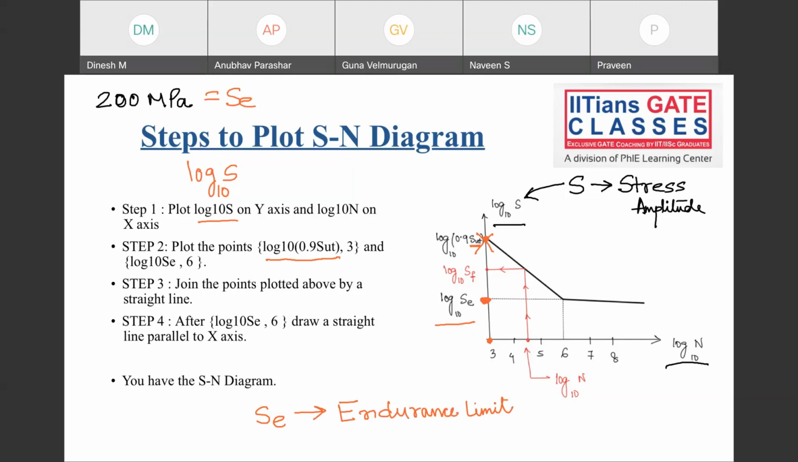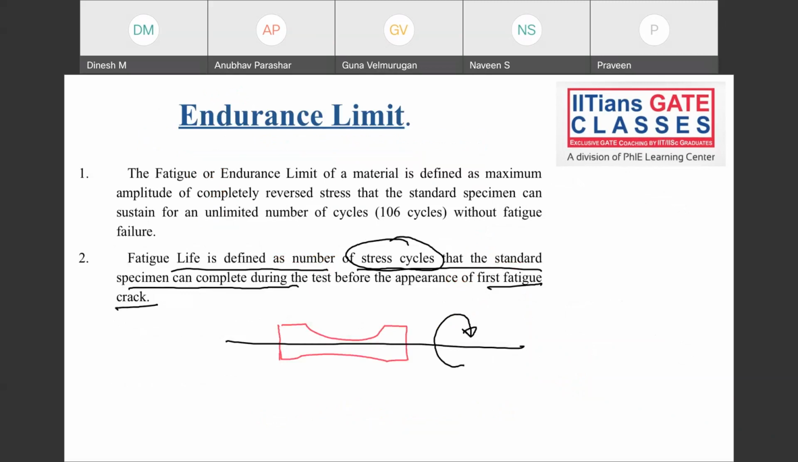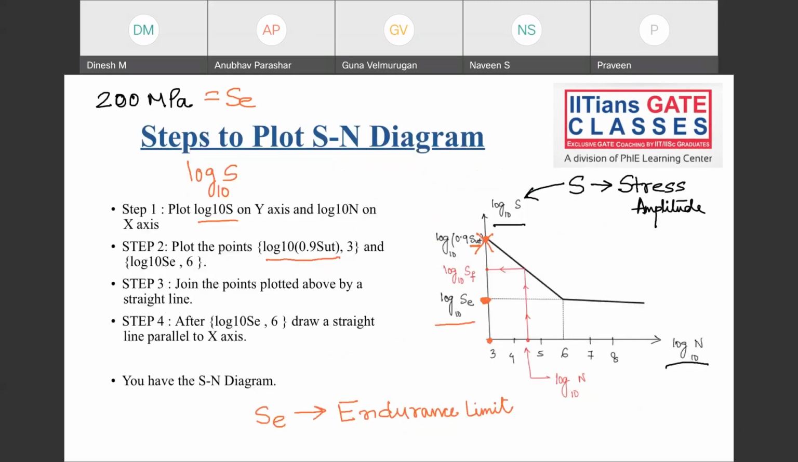Endurance limit. Okay, so endurance limit, we have seen in the definition of endurance limit. Endurance limit is the failure at 10 to the power 6 cycles, right? For endurance limit, what is the value of N? N is equal to 10 to the power 6 cycles.